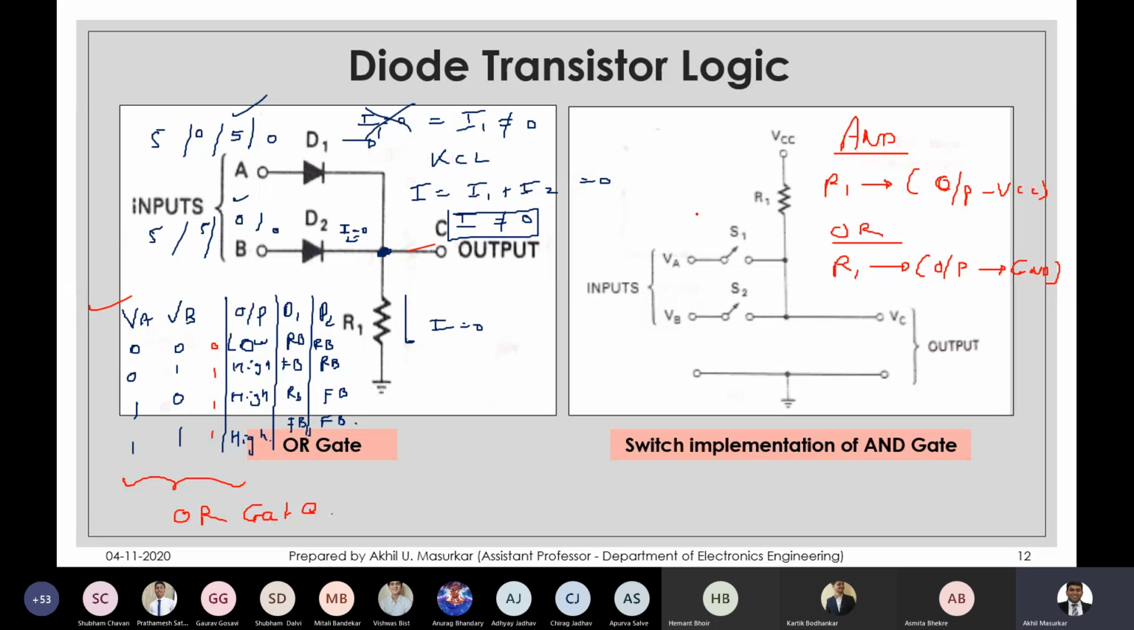This is an OR gate, but we want NAND and NOR also, so we want some inverter action in between.